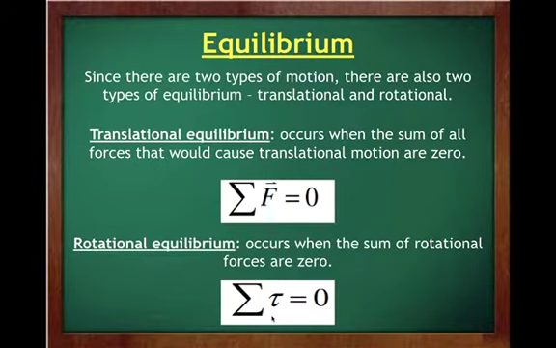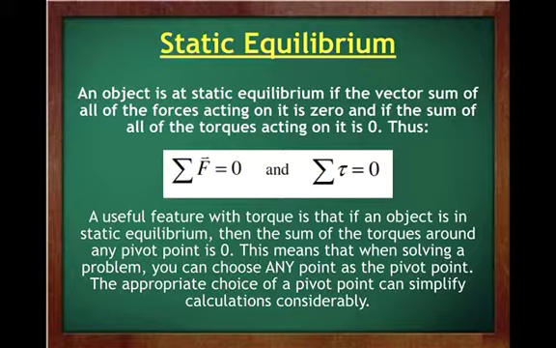Okay? So again, if the sum of all of your forces acting on an object is zero, then you're in translational equilibrium. If the sum of all of your torques is zero, then you're in rotational equilibrium. And if you're in static equilibrium, you actually get both. So if the vector sum of all the forces acting is zero and the sum of all the torques is zero, then we can say that that object or that scenario is in static equilibrium.